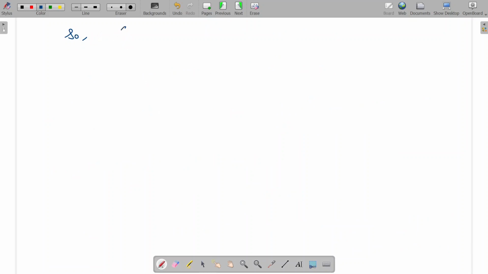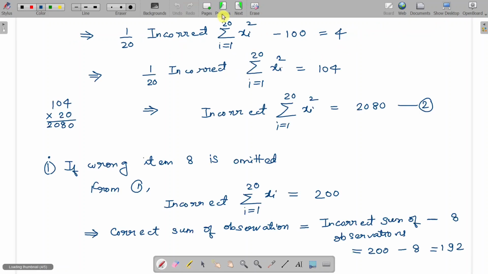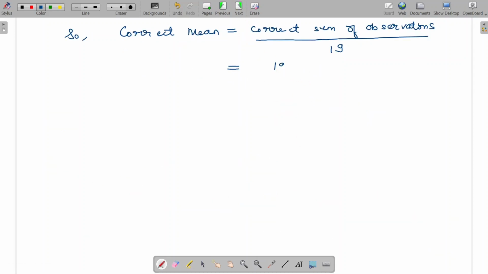So correct mean will be equal to correct sum of observations into the total number of observations. Now since we have omitted one observation, the total observations are 19, right. So this will be equal to 192 divided by 19. Let us find out 192 divided by 19.